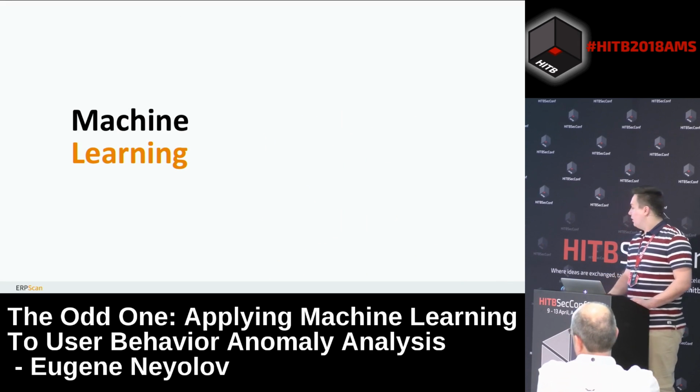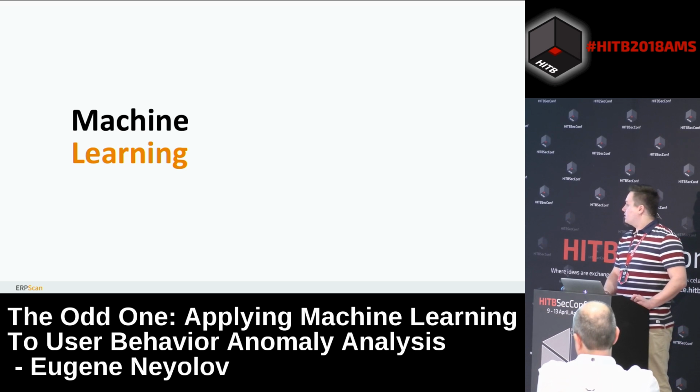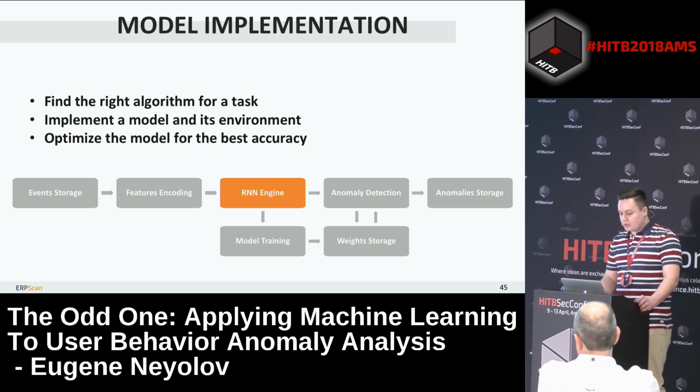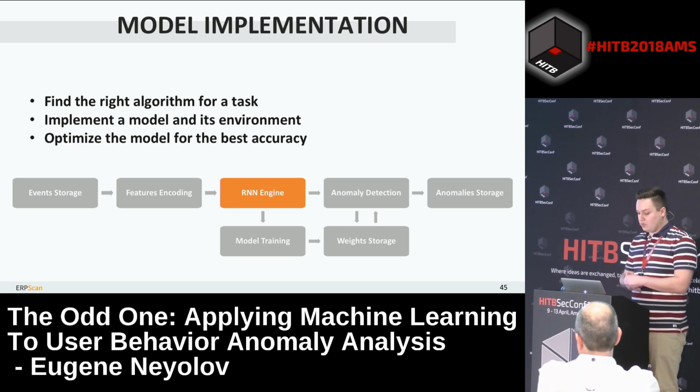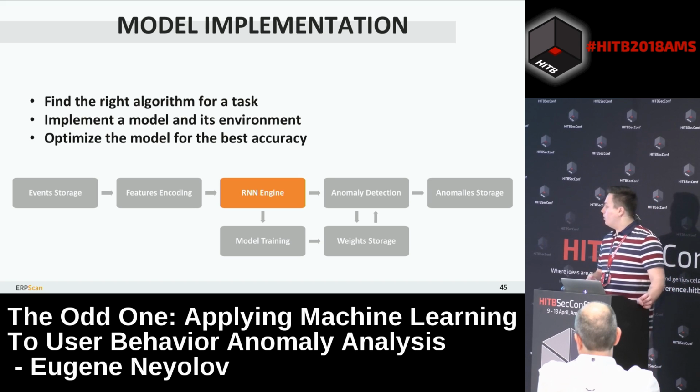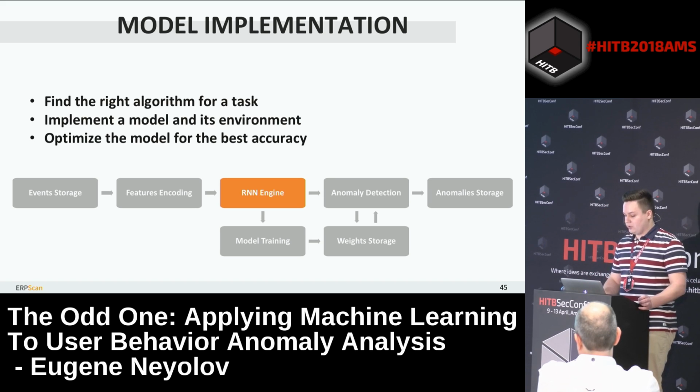And finally, the machine learning stuff. As I mentioned, we consider that machine learning starts when the feature vectors are ready. So in this case, we need to find the right algorithm for the task. We need to implement the model and its environment, like feature encoding and all the stuff. And finally, we need to optimize our model for the best accuracy.